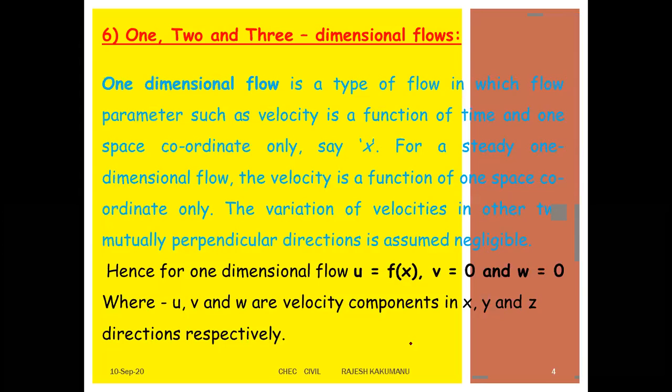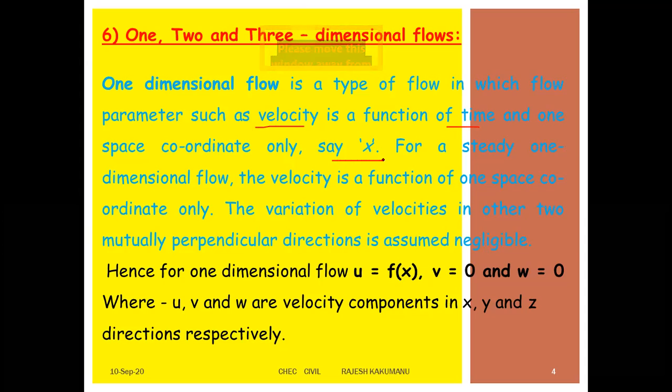Now, the last type of classification of fluid flow is one-dimensional flow, two-dimensional flow, and three-dimensional flow. One-dimensional flow is a type of flow in which the fluid parameters such as velocity are a function of time and space coordinates only, say x. Generally in the space coordinates we have the x-axis, y-axis, and z-axis. So in a one-dimensional flow, only the velocity is taken with respect to time, in the x-axis.